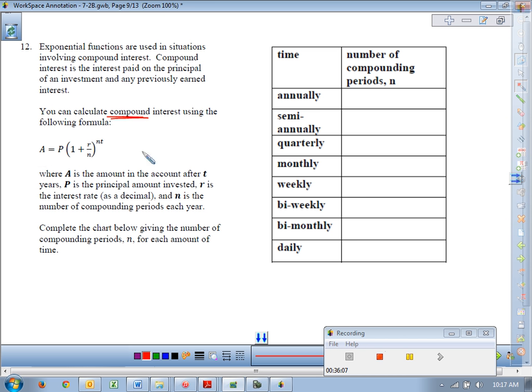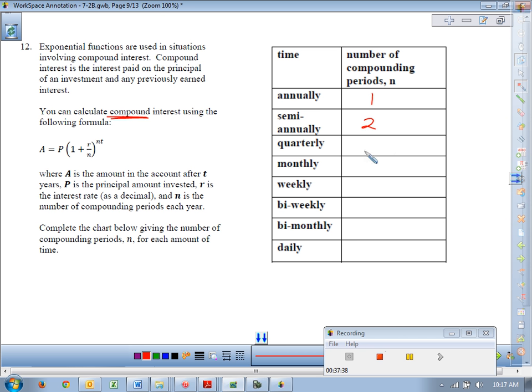Compound interest, right here. First, let's figure out this. How many compounding periods? If you compound something annually, how many times a year does it get compounded if they say annually? 1 time a year. Right? Annually just means they put the interest on you once. Semi-annually, what do you think? 2 times a year, right? 2 times a year, semi-annually. Every 6 months, you earned interest in that situation.